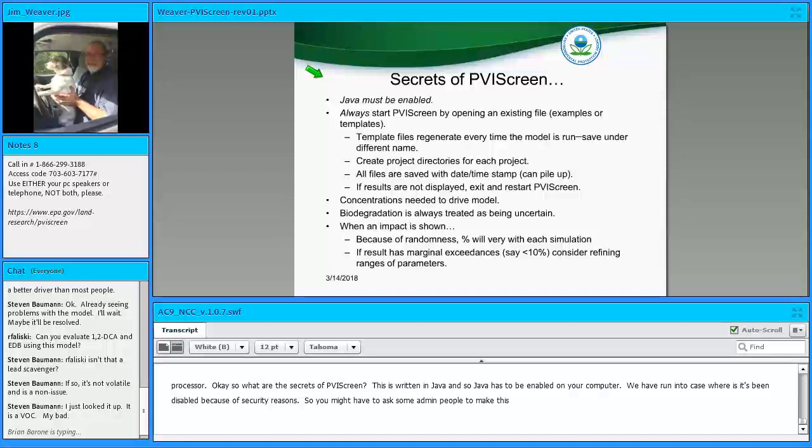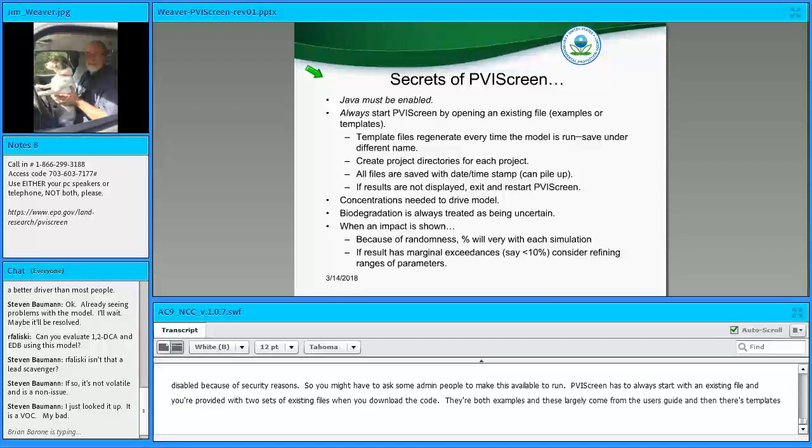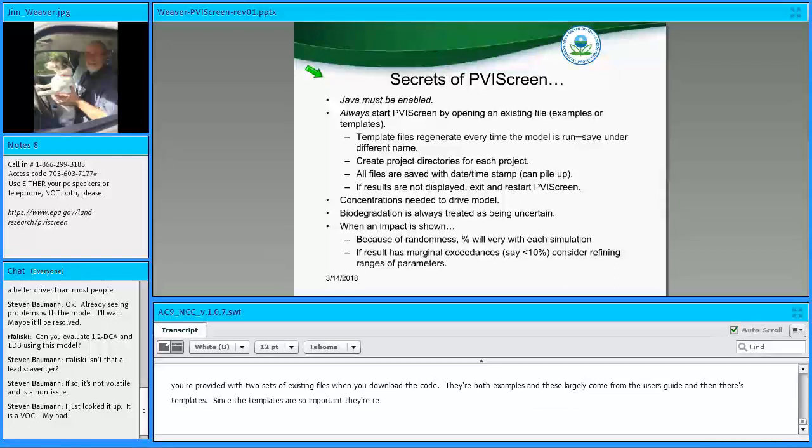PVIScreen has to always start with an existing file. And you're provided with 2 sets of existing files when you download the code. They're both examples, and these largely come from the user's guide, and then there's templates. Since the templates are so important, they're regenerated every time you run the model. So you can delete them, or they could get corrupted. They will always be rewritten, and they will always be there every time you run the model to grab the template and start filling it in with data.